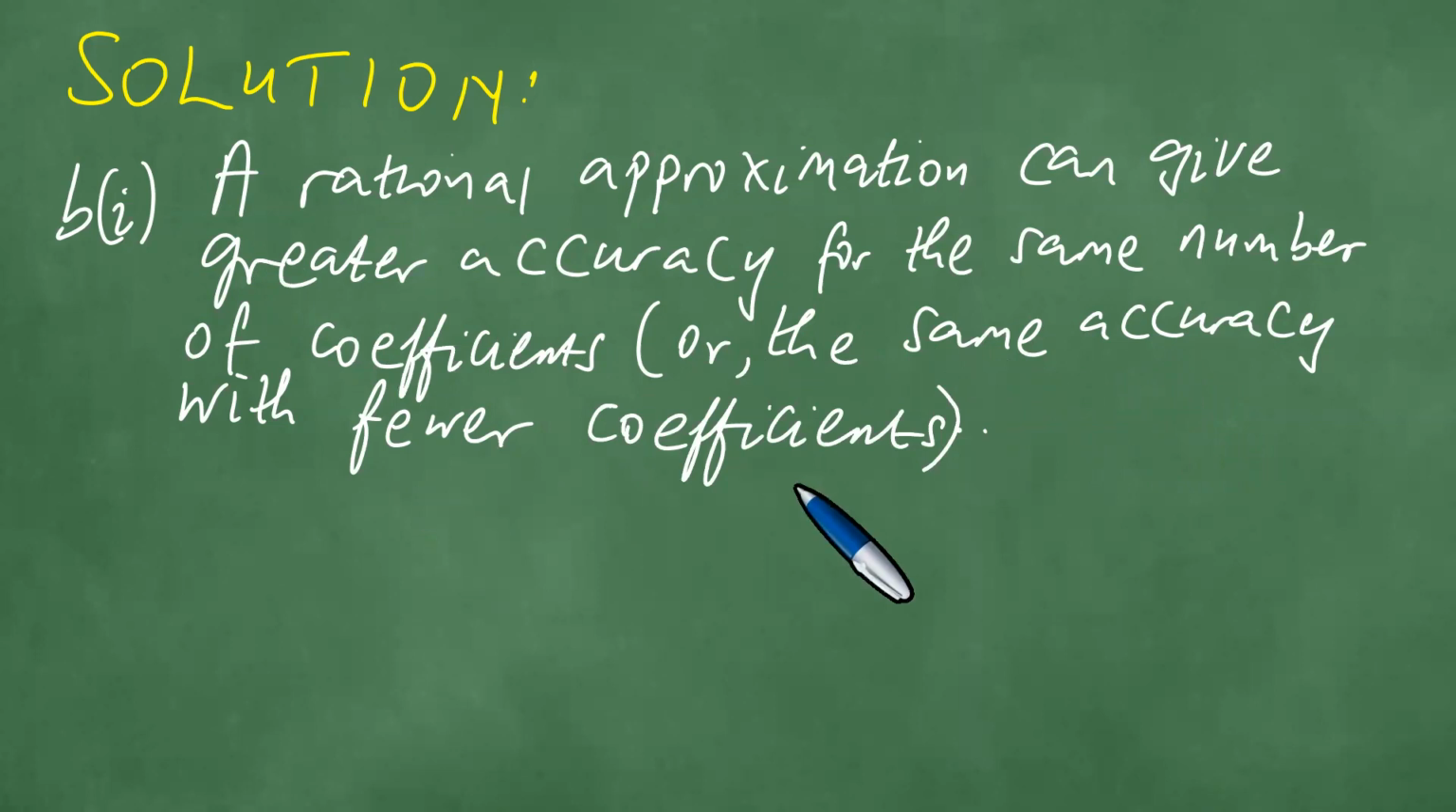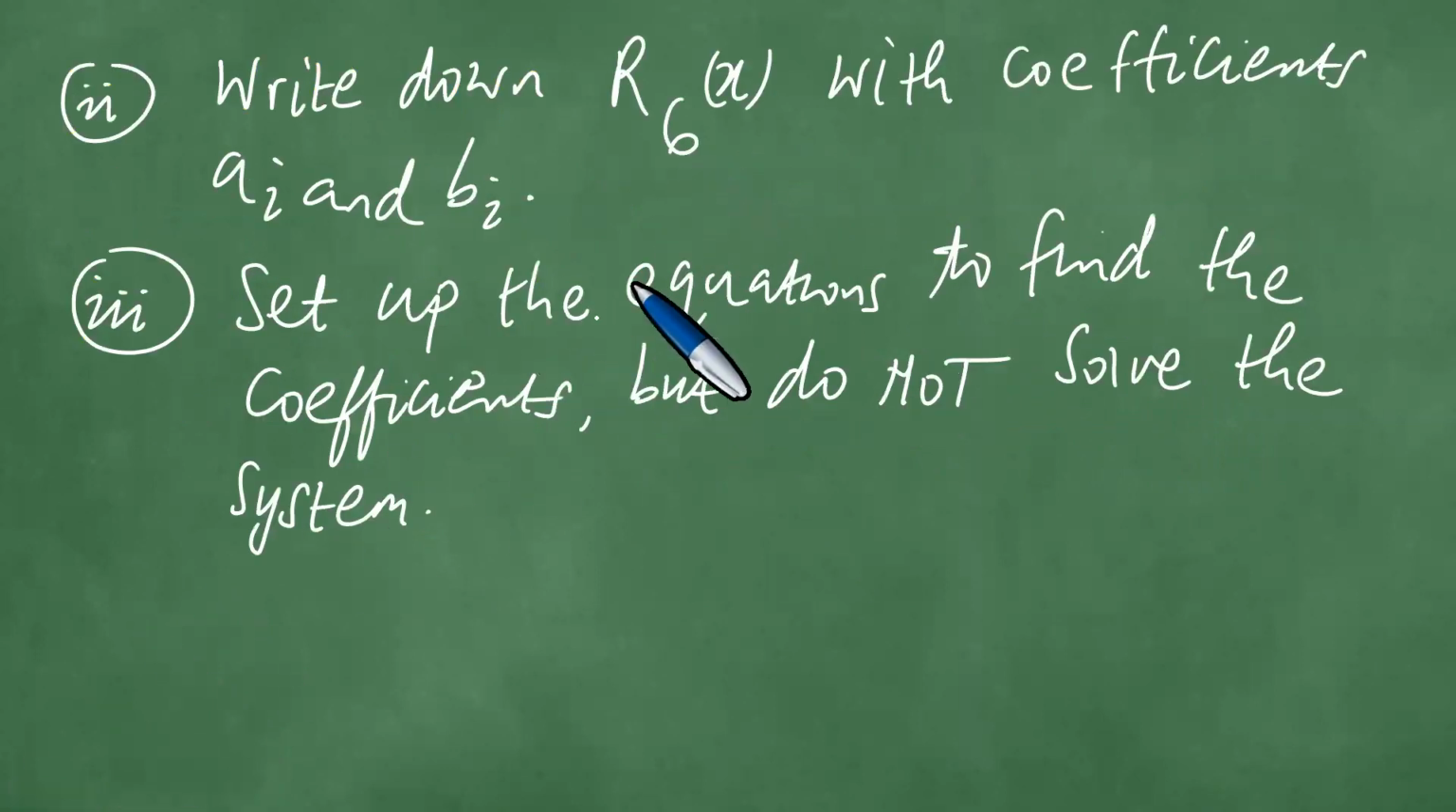Because you can see that this is R6. So if the denominator is of degree 3, then the numerator becomes of degree 3, so you can have the same number of coefficients or potentially even fewer coefficients. So that is the advantage of this rational approximation versus the polynomial.